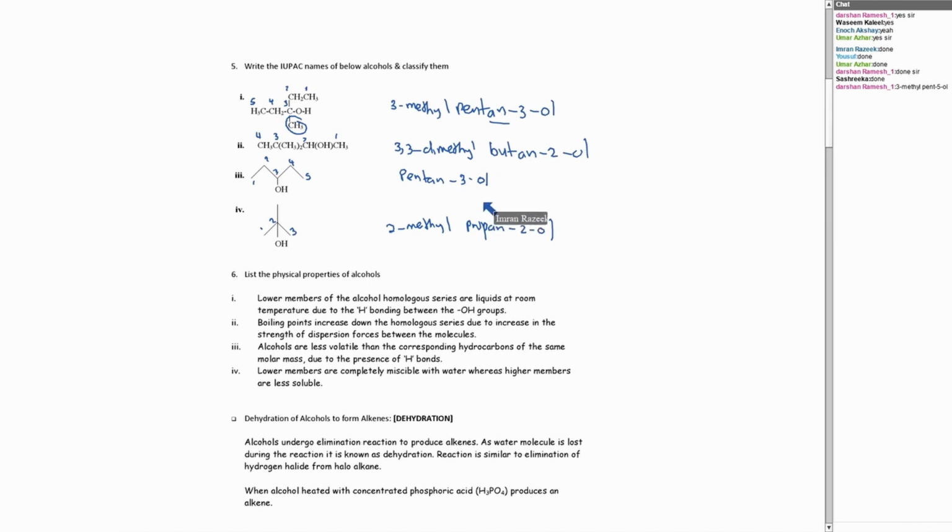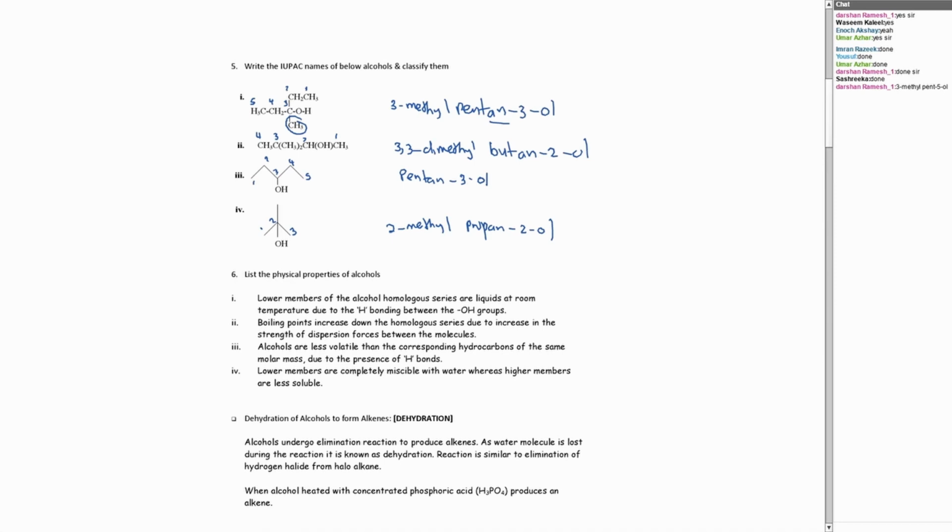So check the names, please. If you've forgotten how to name them, please refer to Unit 1 Organic Chemistry, the very first unit, 4A. Towards the halfway through, I have given the rules of naming organic compounds. I have summarized all the rules in 1 page. So go through those, and you will be able to get the hang of the rules of naming.